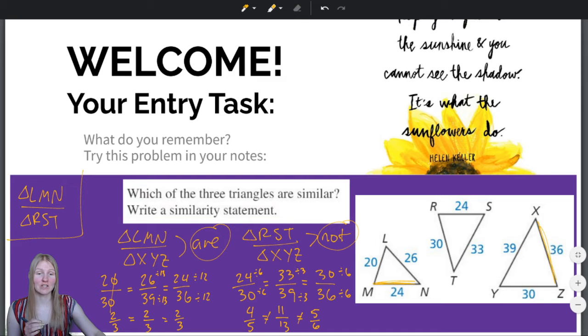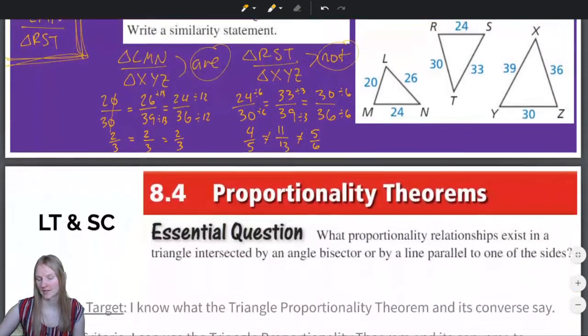Okay, so you see an example of two triangles that are similar and two triangles that are not similar. So you can use those to check and see if you were right with triangle LMN and triangle RST. Alrighty. That was a nice review of the SSS, or side-side-side similarity theorem. Let's go ahead and move on to what we have for today.